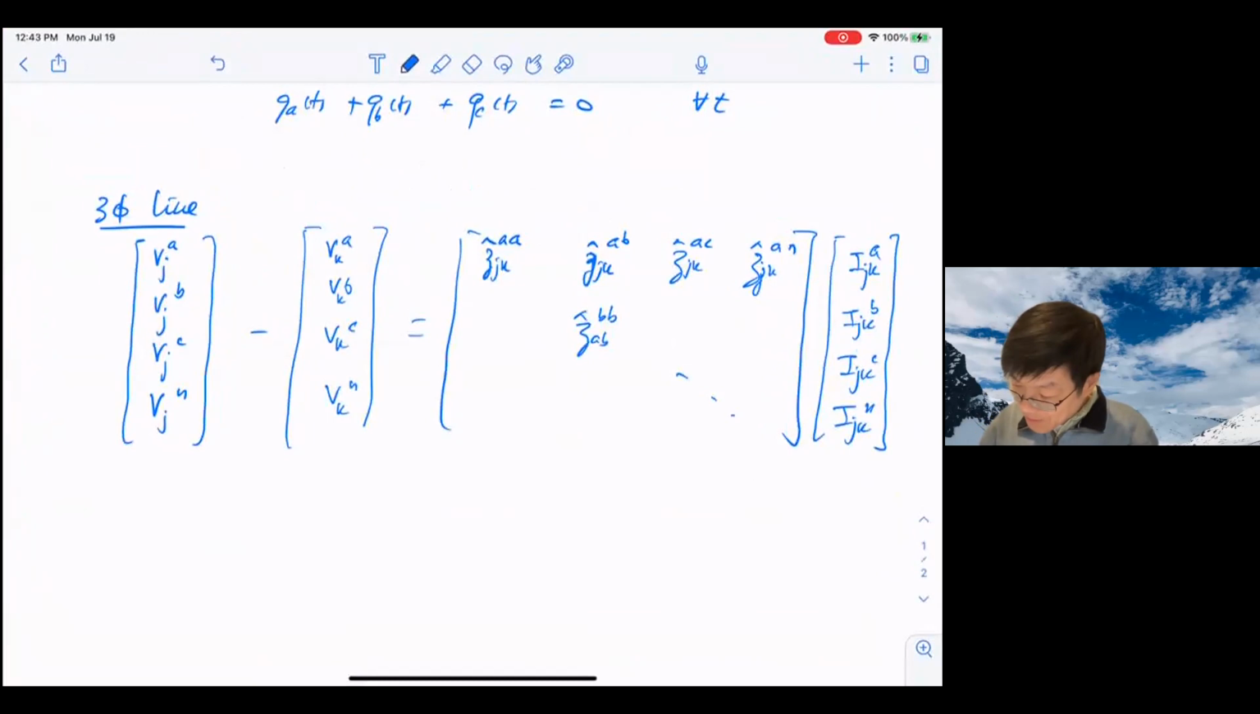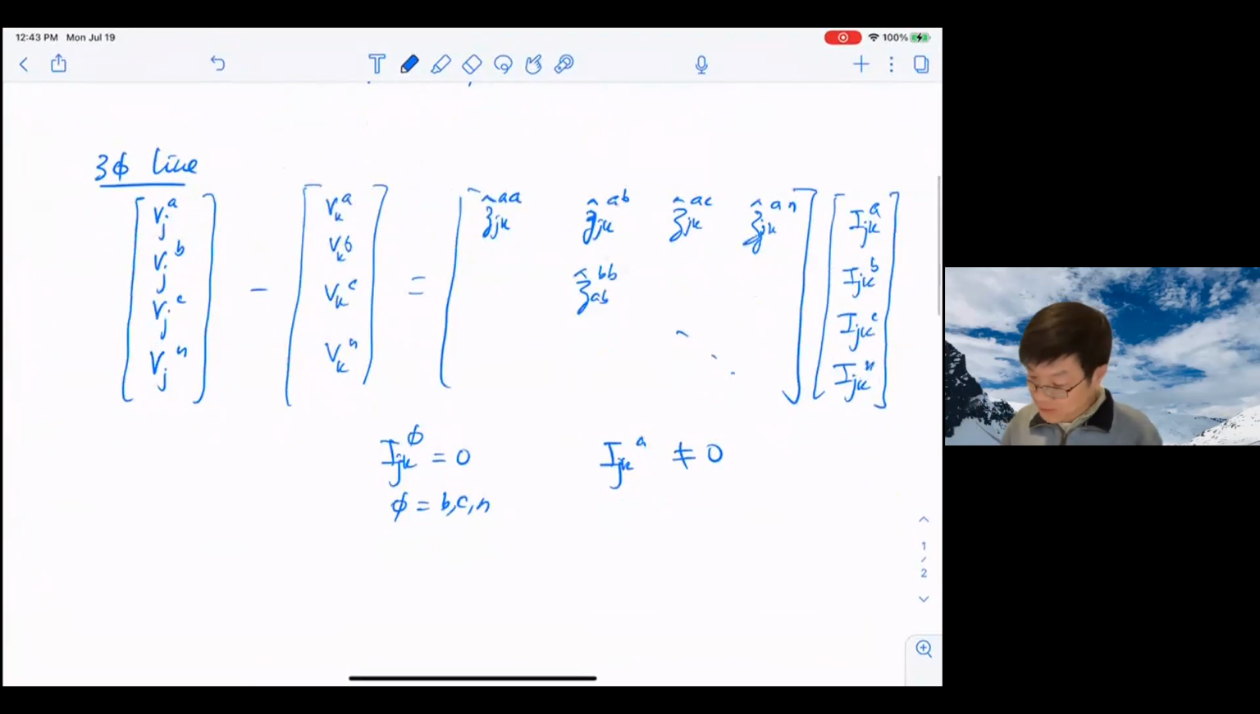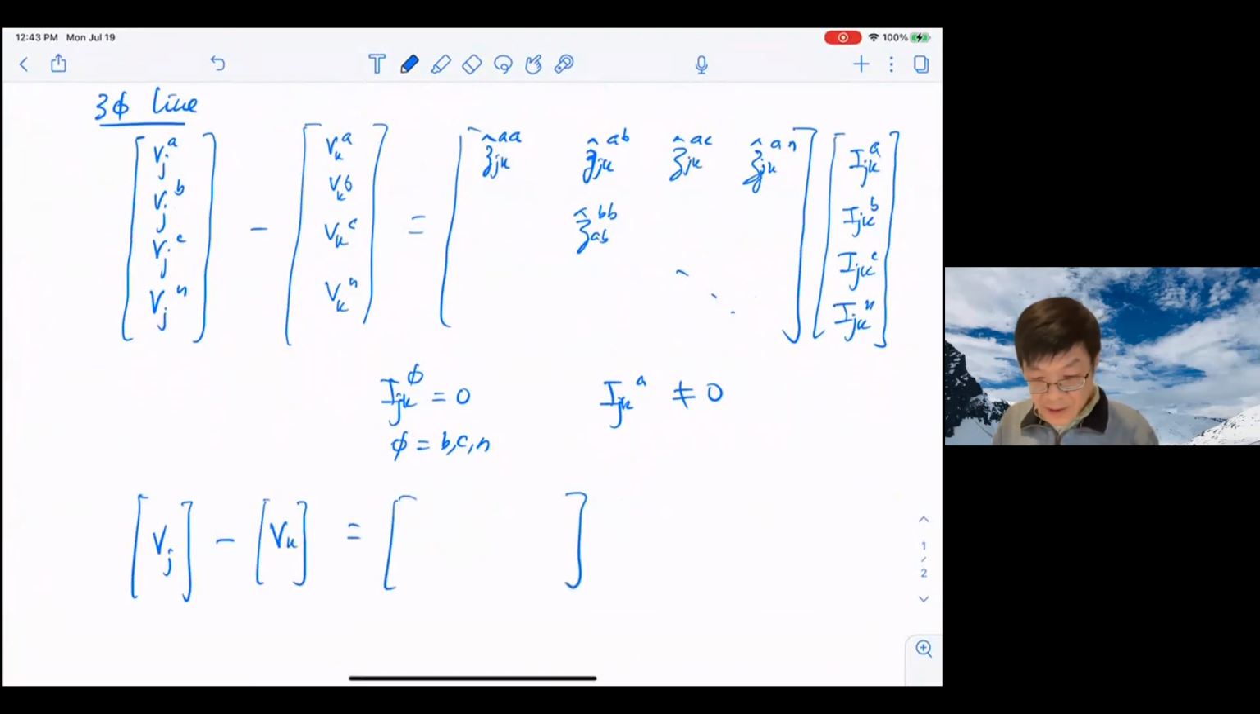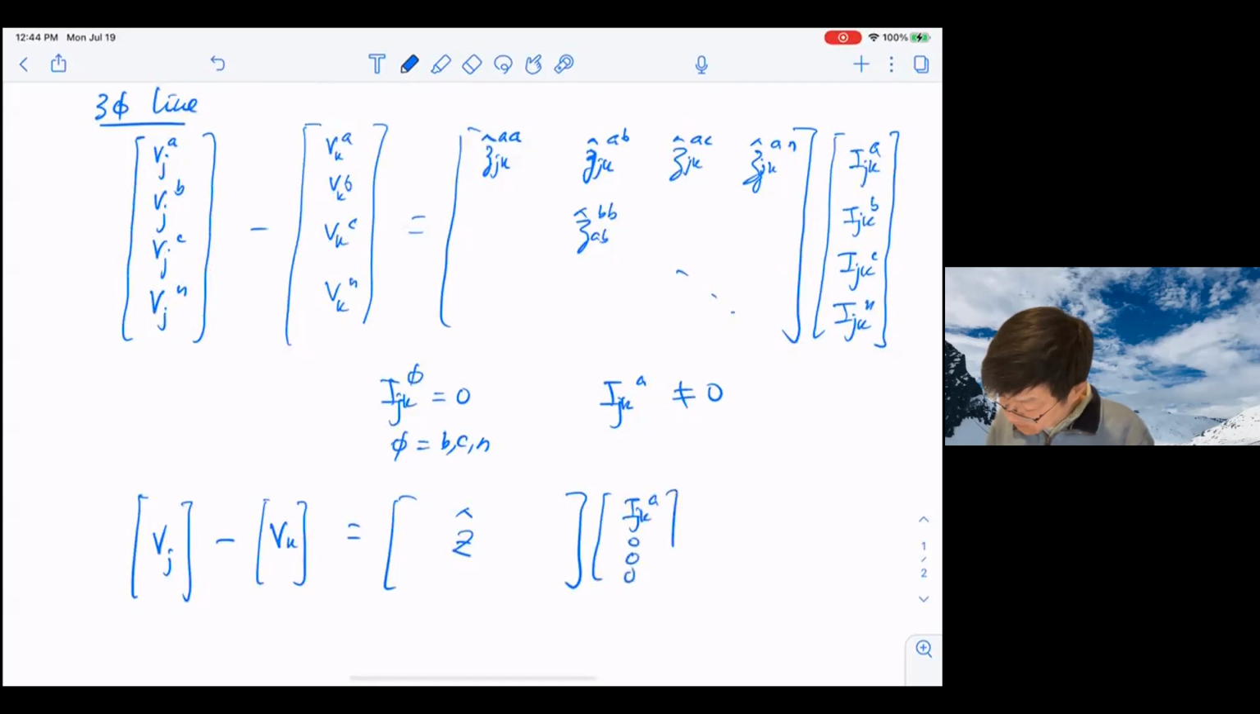Okay, so in that case, I_jk^A is non-zero, but all the other phase currents I_jk^phi will be 0, where phi equals B, C, and neutral, right? You just substitute in that equation. What do you get? You get this V_j minus V_k vector equals this matrix, which let's call this Z hat. And then here you get I_jk^A and then 0, 0, 0.